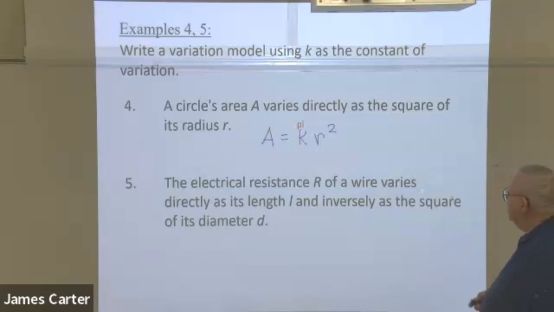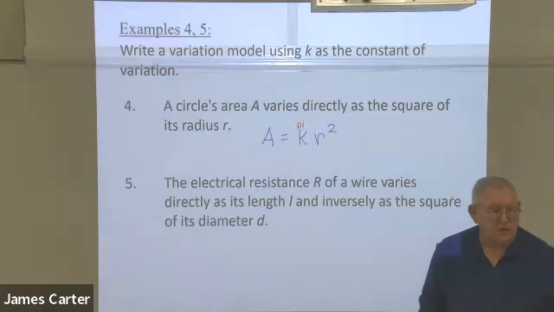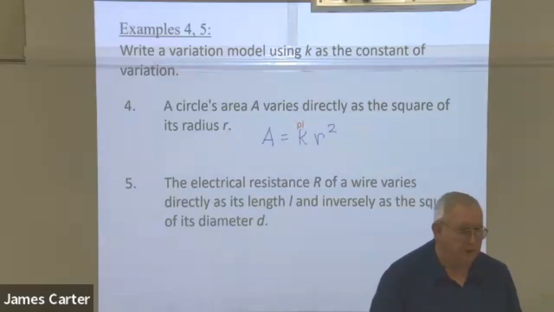The electrical resistance of a wire varies directly as its length L and inversely as the square of its diameter D. That's actually kind of an important formula.